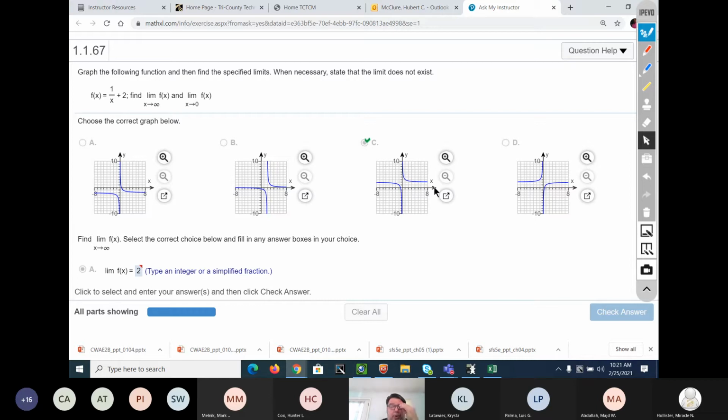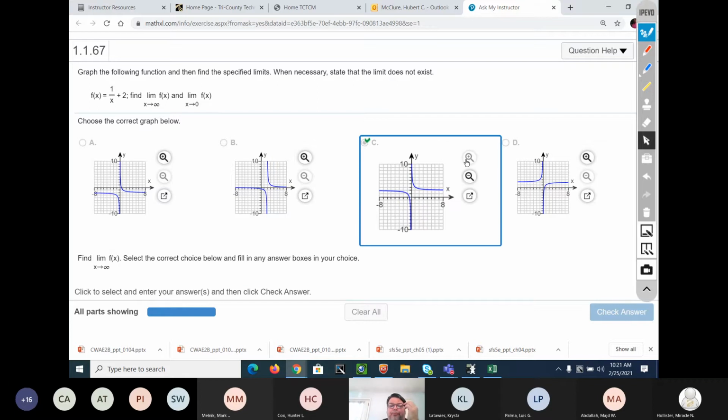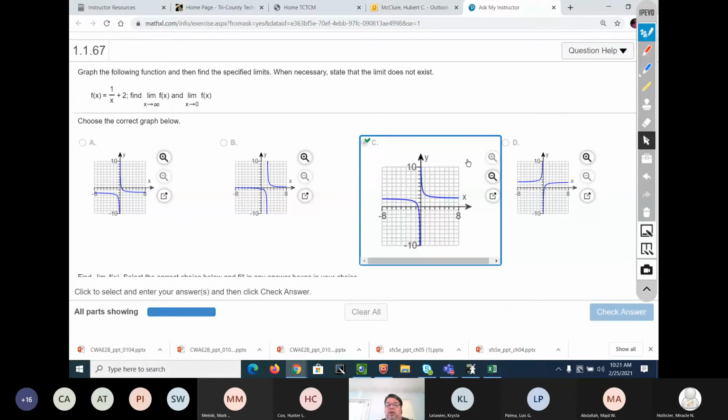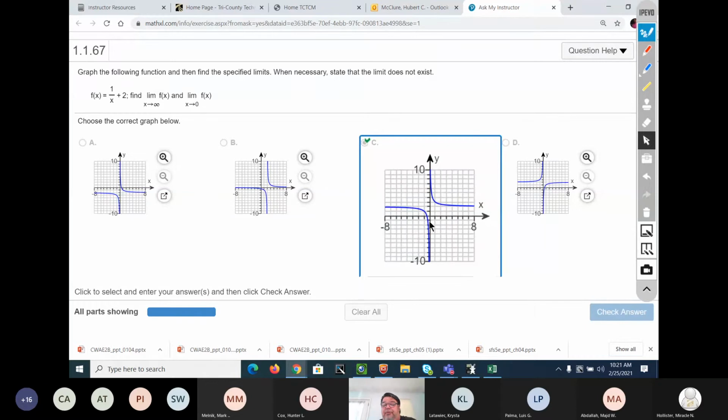So it looks like it's approaching. Let's blow it up. As I go out here, because this is infinity right here, this arrowhead right here is called infinity. So as x keeps growing and growing and growing, I'm actually getting close to what? 2. Because it keeps converging on to 2. So that would be your answer there.